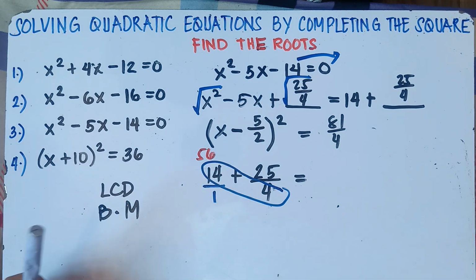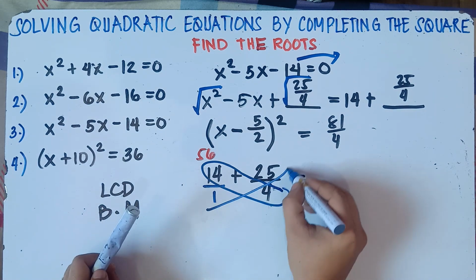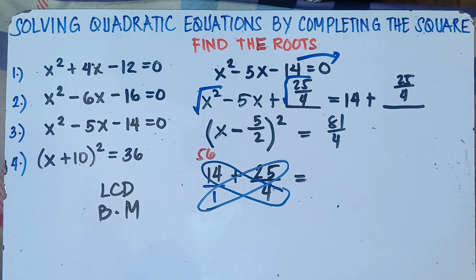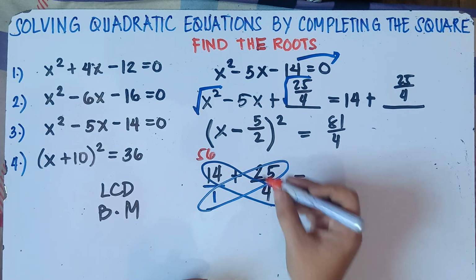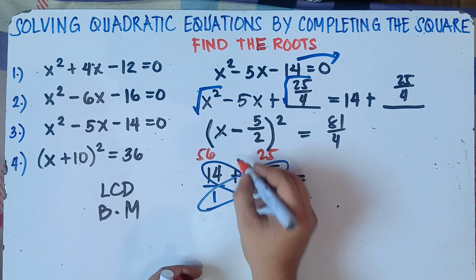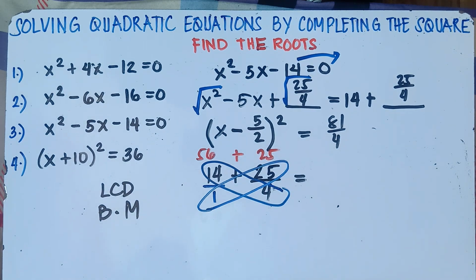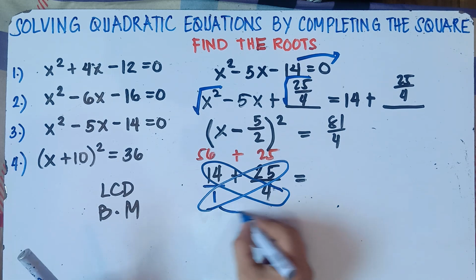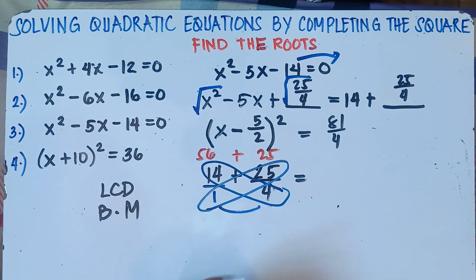And then you multiply this one. 1 times 25. What's the answer, class? 1 times 25. That's correct. That would be 25. Then you copy the plus sign. Then you multiply this one, class, the denominator. 1 times 4. That is 4. That's it, class. And then you add.